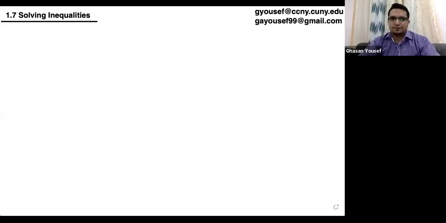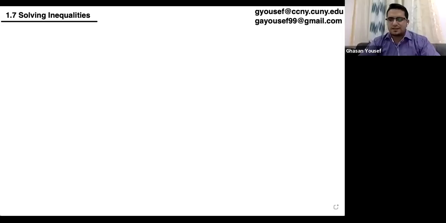Yes, go ahead, Anta. I think it's like an equation, but instead of the equal sign, it's with the less than, greater than, or equals sign. Yeah, this is correct. It looks exactly like an equation, but instead of the equal sign, we replace it with smaller than, greater than, less than or equal, greater than or equal.